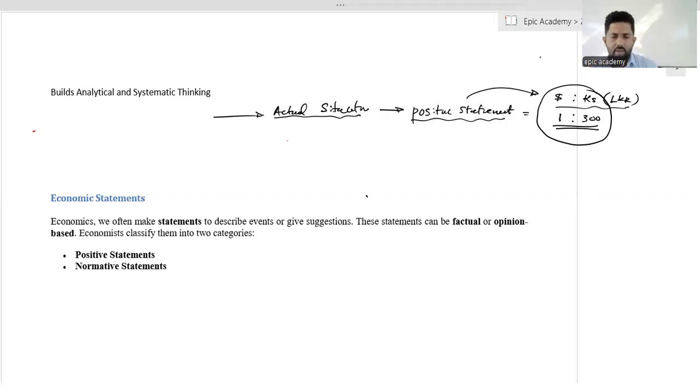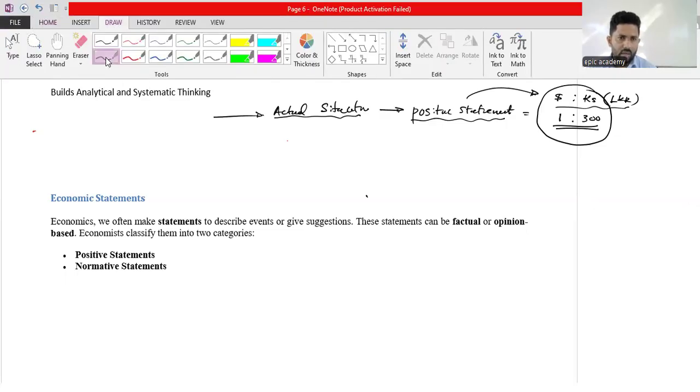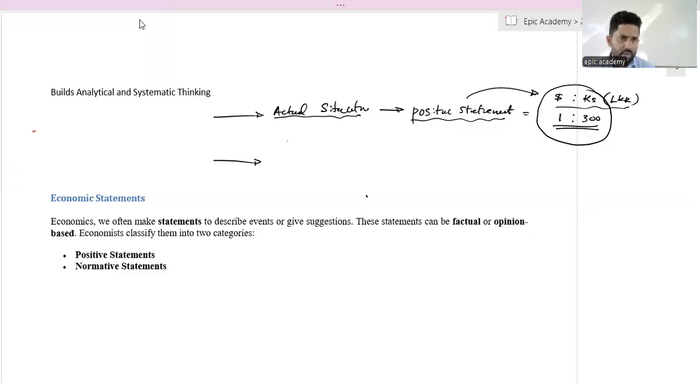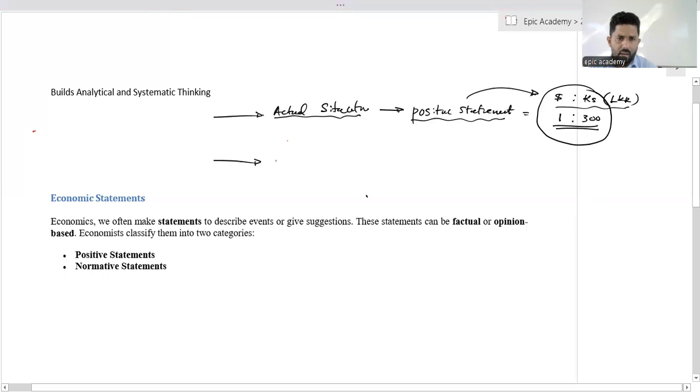Okay, we will discuss all those things. Before identifying the basic components of this statement, I will use some examples to describe that statement. Okay, and second one is normative. Normative. Actually, this is opinion. Opinion.